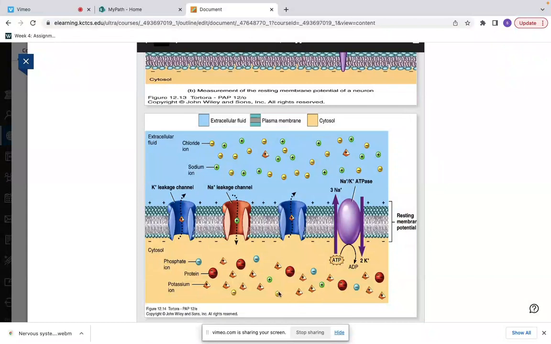As you can see here, chloride is represented by the negative and sodium by the positive. There's going to be a difference in the amount of sodium that comes across and the potassium that comes across. For every 3 sodium ions that come in, 2 potassium will leave.